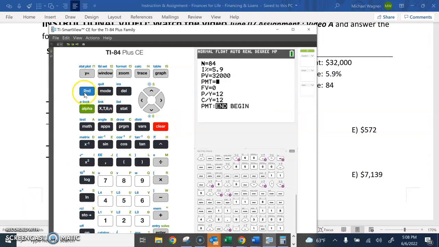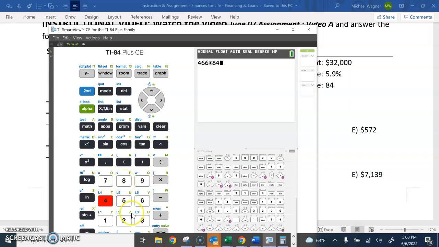So I'm going to hit clear. I want to get to my calculator, so I'm going to go second, quit to get back to the regular calculator. I'm going to go 466 times, there were 84 payments, right? 84, and then enter. So that means over the entire amount, I'm going to pay $39,144. That's for everything, including the loan and the interest.